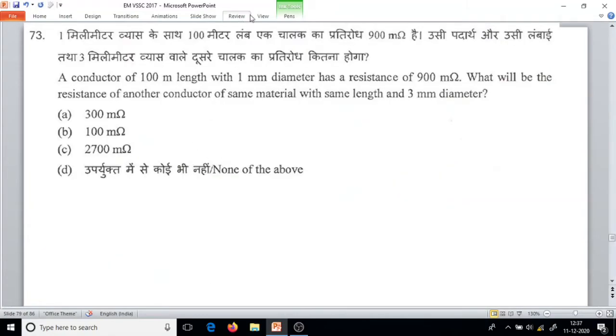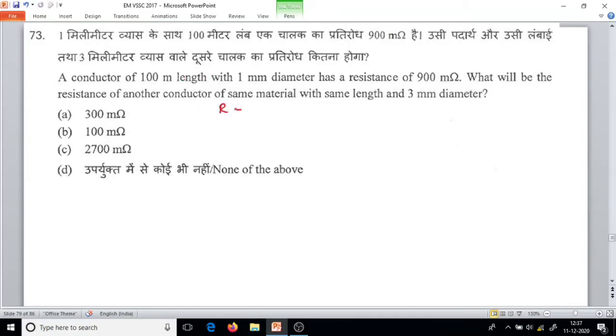Question number 73. A conductor of 100-meter length with 1 mm diameter has a resistance of 900 milliohm. What will be the resistance of another conductor of the same material with the same length and 3 mm diameter? Okay, now what is the given data? We'll write it.